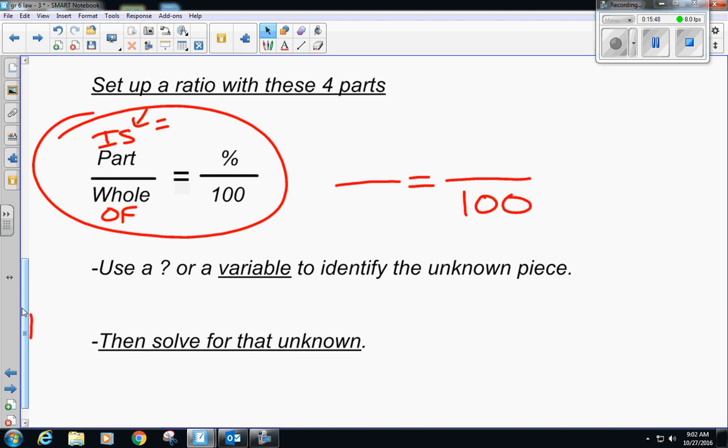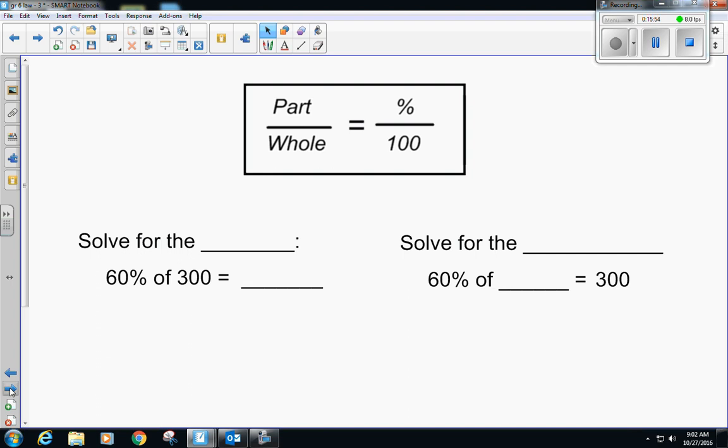No, last night's homework was just converting. So no, this isn't the same. So let's take a look at the next page. These are essentially the examples of what you're going to have tonight for homework. There's your formula. Is and of might help.